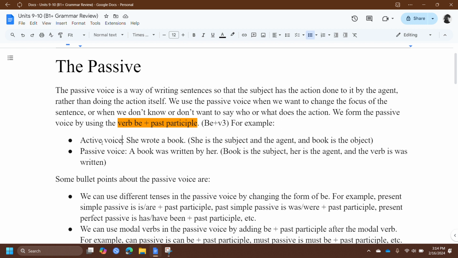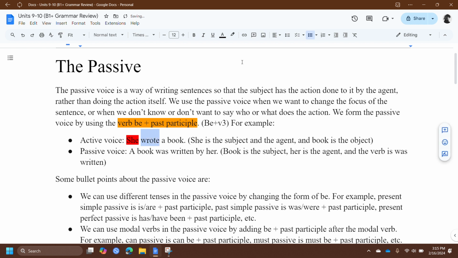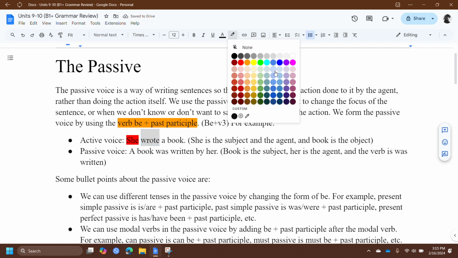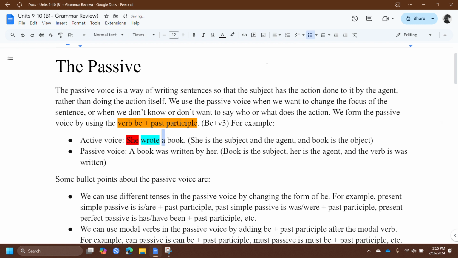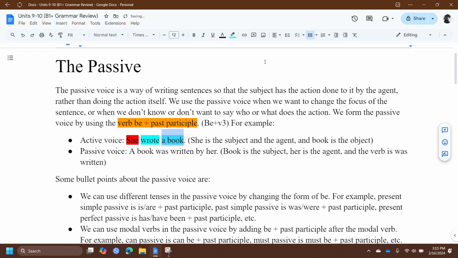If you have an active sentence like she wrote a book, she is the subject of the sentence. Then you have wrote, which is the verb of the sentence, and a book is called the object of this sentence. So she is the subject and the agent as well, and book is the object.